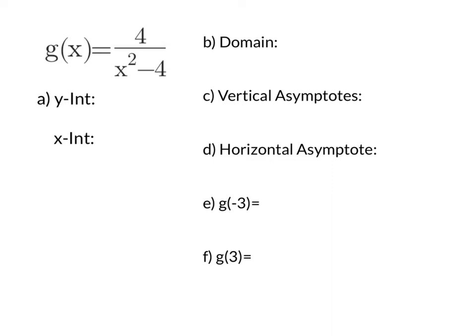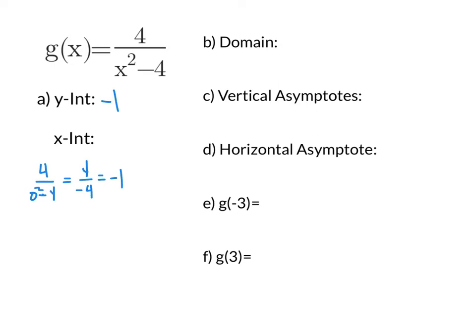For the function g of x equals 4 over x squared minus 4, to find the y-intercept, we let x equal 0. So 4 over 0 squared minus 4 leaves us with 4 over negative 4, which is negative 1. That's going to be our y-intercept.